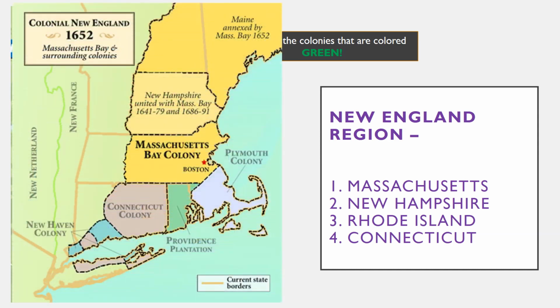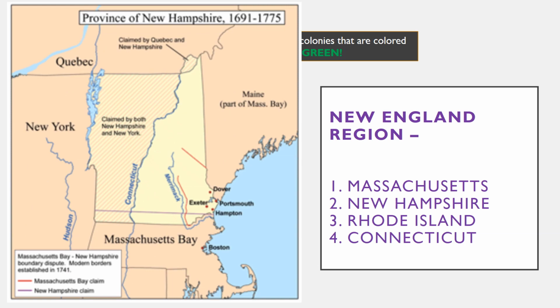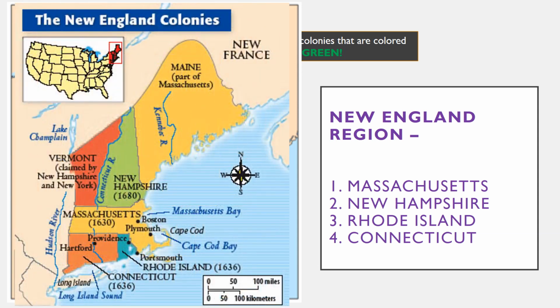Keep in mind that Massachusetts Bay Colony included most of the land that is now the state of Maine for a long time until after the Revolutionary War. And New Hampshire included some of the land that is now the state of Vermont that was also shared with New York. This is why the borders of the New England colonies look so different back then than they do today.